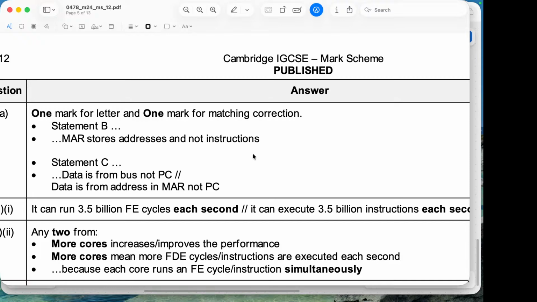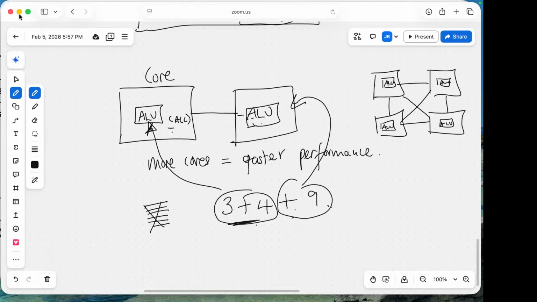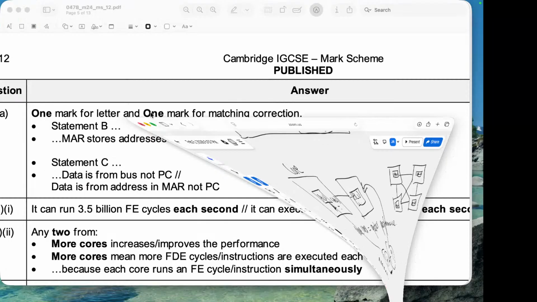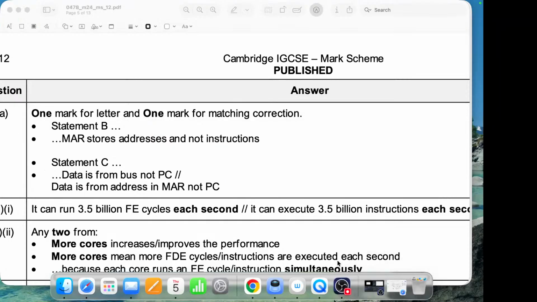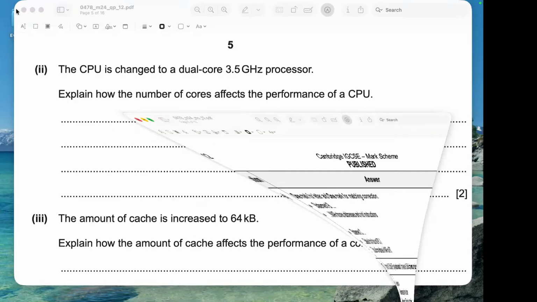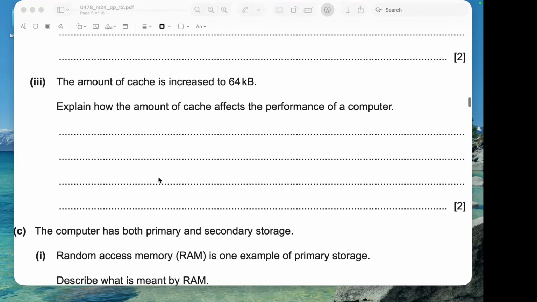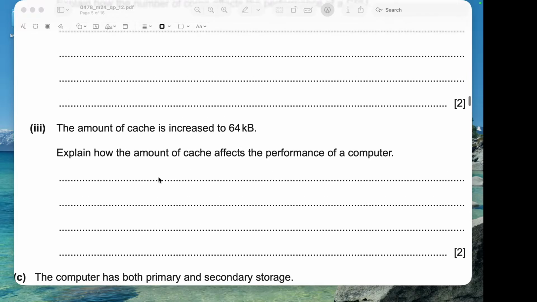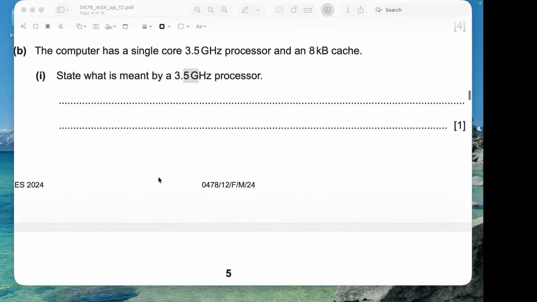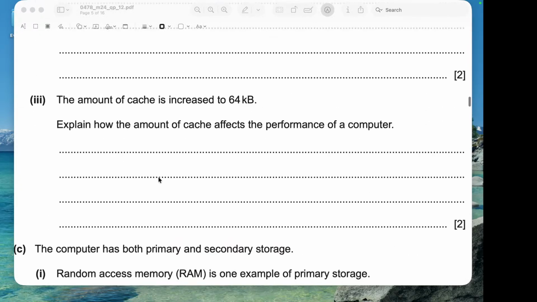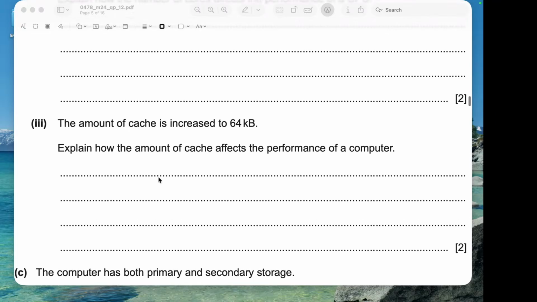Right, we've just got one more question in this section, well, kind of section. So we'll just do this next one, and it talks about increasing the cache. We'll just do that one quickly, and then we'll go on to primary, secondary storage next week. So it says the amount of cache is increased to 64K, and it was 8K before. So from 8 to 64, explain how the amount of cache affects the performance of a computer.